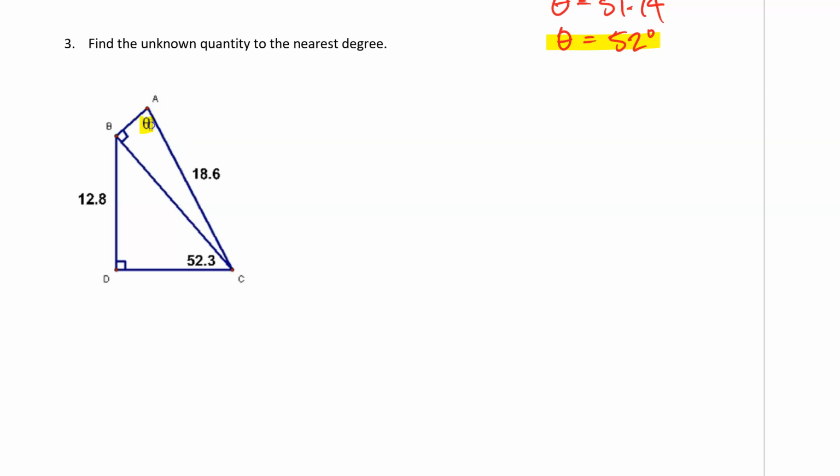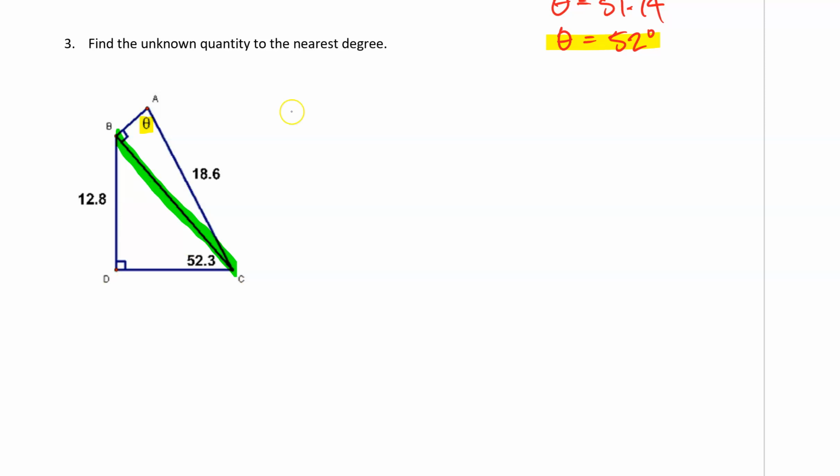So here we go. This is our goal, the theta right there. And you can see the bottom triangle BDC has an angle and a side. That's the one we're going to use to start off with so that we can create the connector, which is this BC side right here. Okay, once we got that, we'll use it with the 18.6 to figure out theta. Let's go.